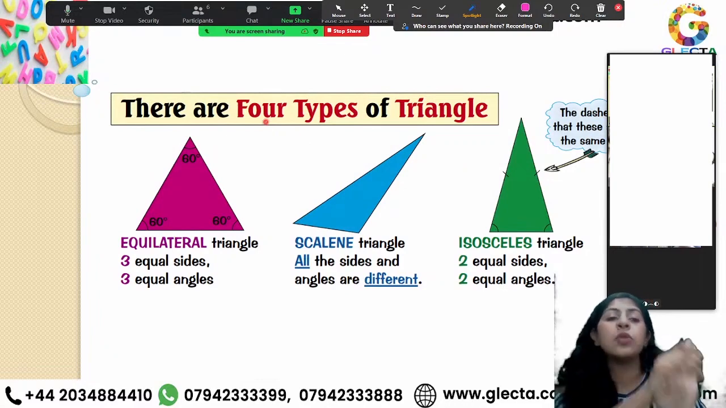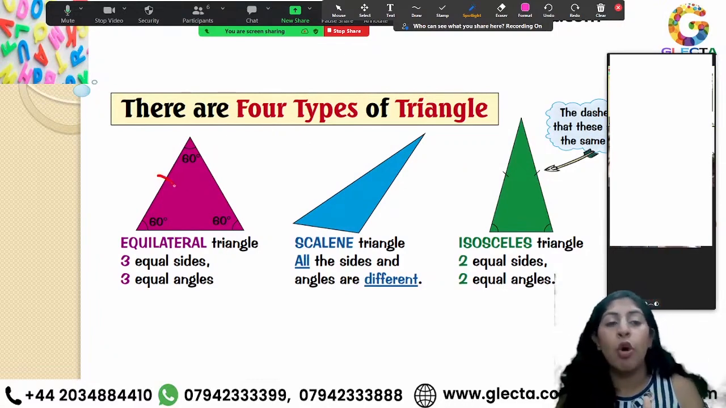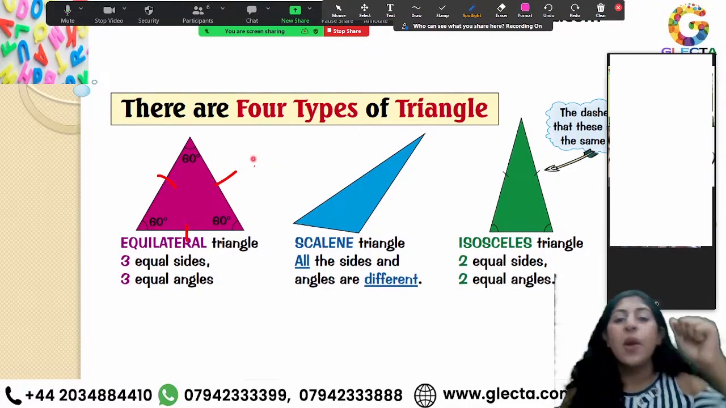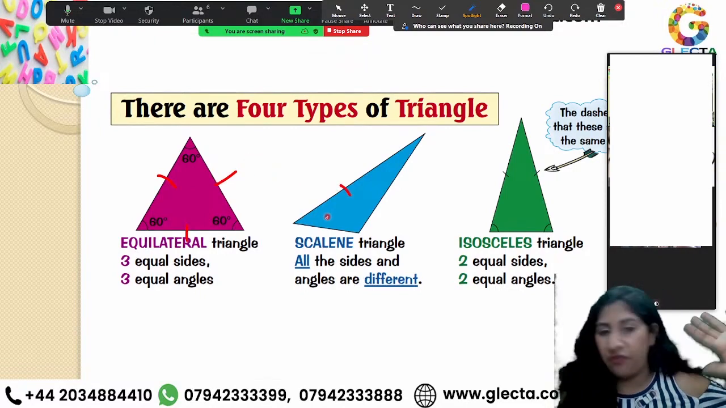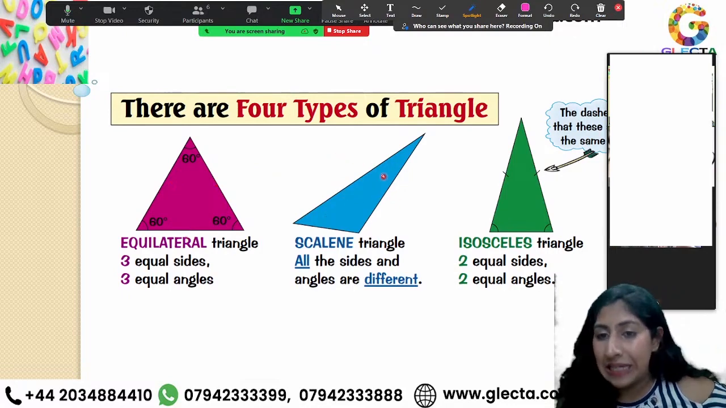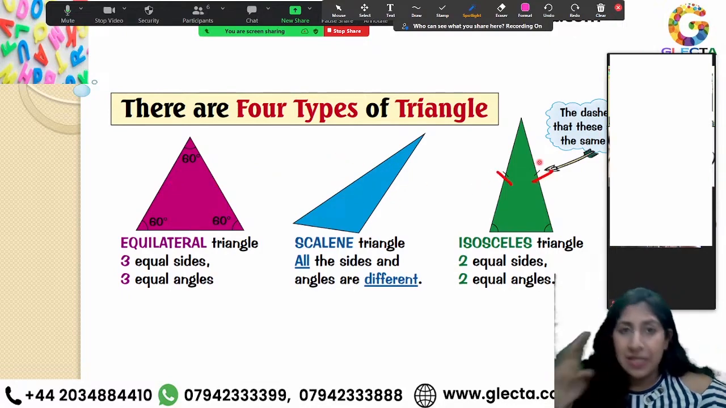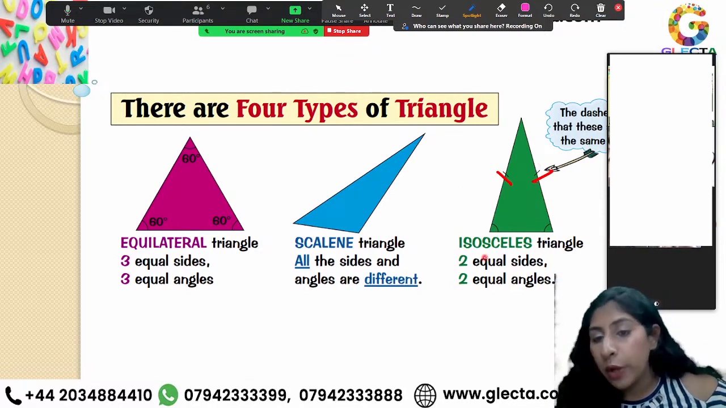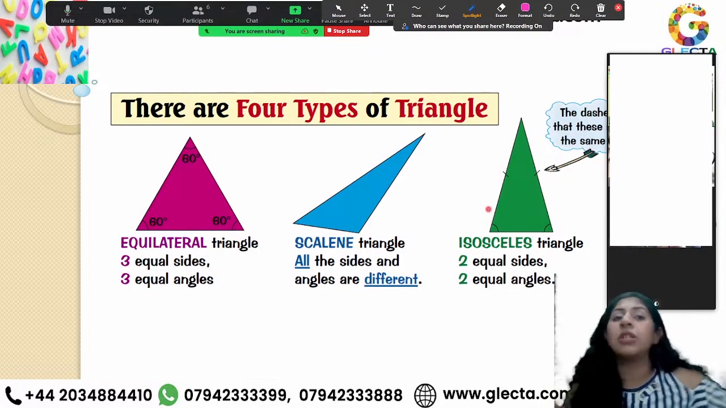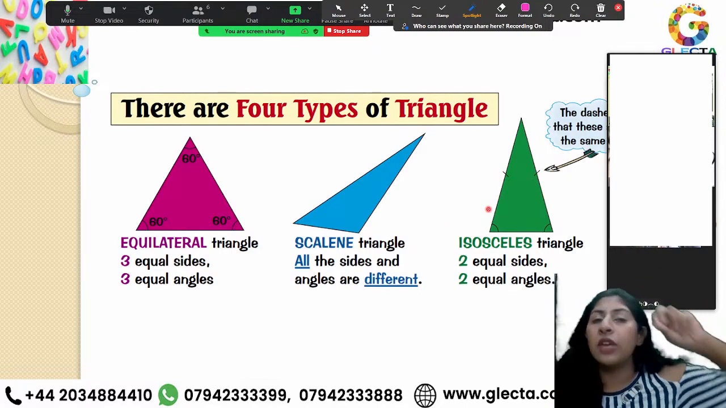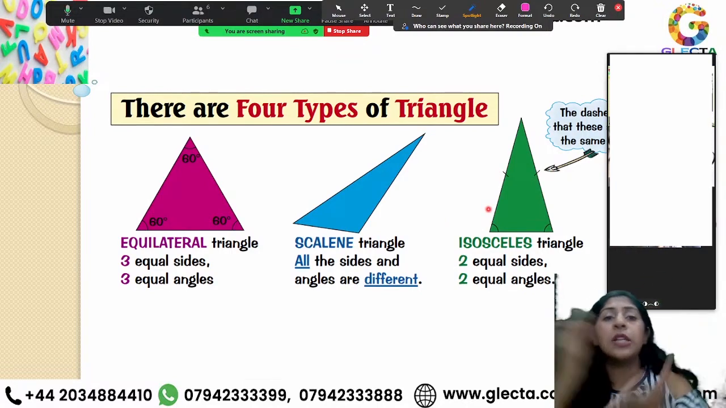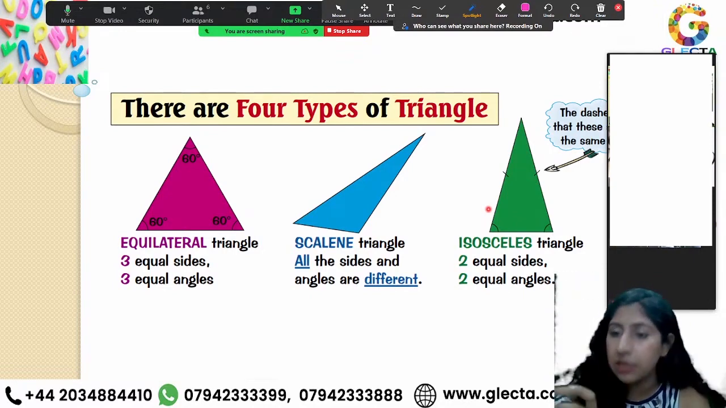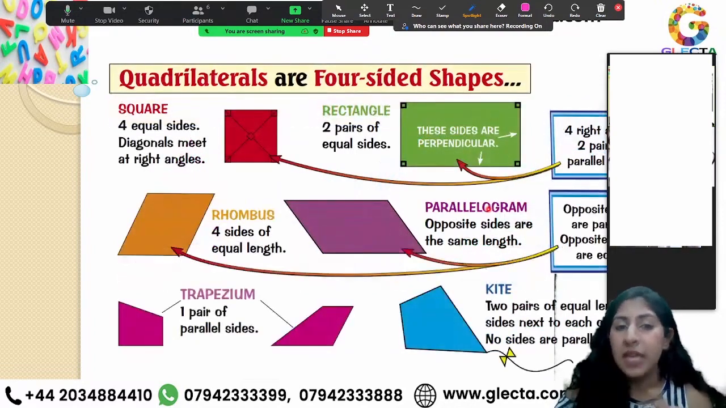Then, coming to the types of triangles that we have. When all the sides are equal and all the angles are equal, we call it an equilateral triangle. When all the sides are different, we call it scalene. And when two sides are equal, or we have a pair of angles which is equal, we call that an isosceles triangle. Now this becomes automatic. If you're given in the question that only two sides are equal, it's automatically saying that the angles under those two particular sides are also going to be equal.